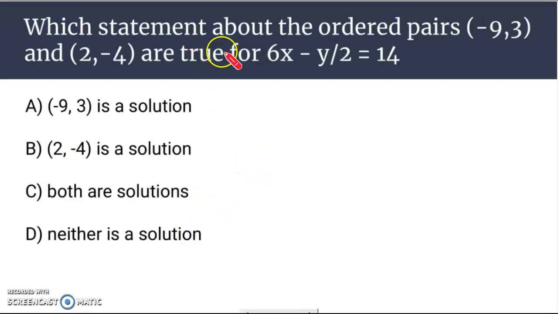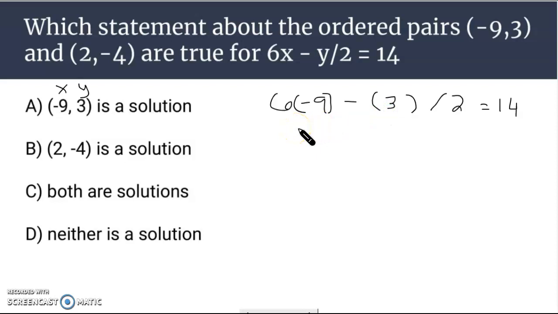Alright, here's one. Which statement about the two ordered pairs negative 9, 3 and 2, negative 4 are true for 6x minus y over 2 equal to 14? Alright, so we're basically going to do what we did last time, except we're going to test just two. Negative 9 and 3, that negative 9 is our x, 3 is our y. We're going to plug that into the function here. We got 6 times x minus y divided by 2 equals 14. X is negative 9, y is 3. 6 times negative 9 is negative 54. 3 divided by 2 is 1.5. Does not look like negative 54 minus 1.5 equals 14. That's not going to work.